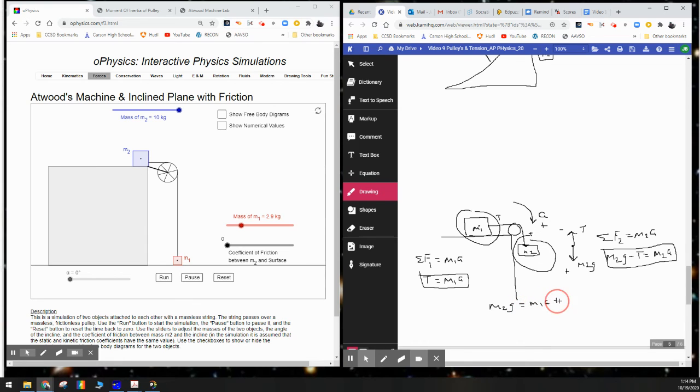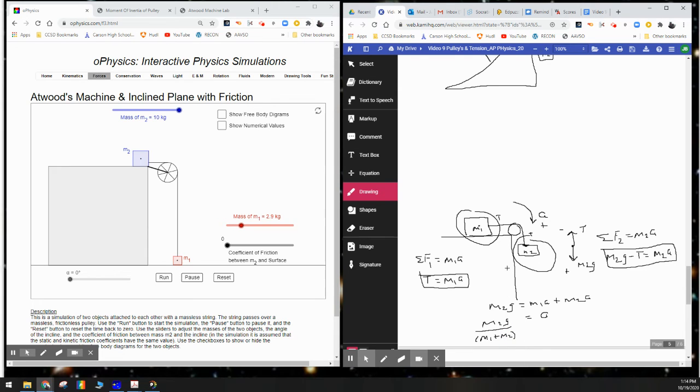M1A plus M2A, like so. So if I want to solve for acceleration here, I factor out the A, and then I can divide by M1 plus M2. So here's M2G divided by, here we have M1 plus M2. All right, so here's the acceleration here.